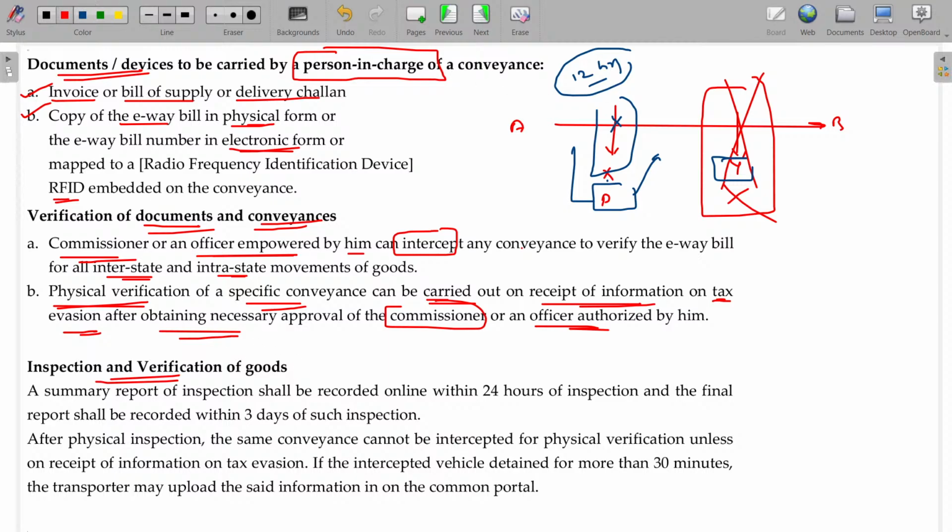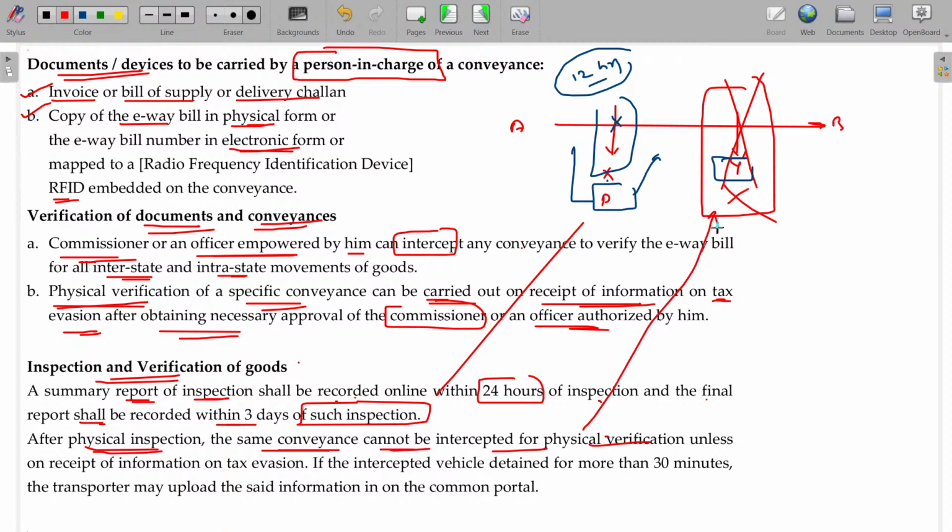So, inspection and verification of goods. A summary report of inspection shall be recorded online within 24 hours of inspection, and the final report shall be recorded within 30 days of such inspection by the officer. After physical inspection, the same conveyance cannot be intercepted for physical verification again. So, again it cannot be intercepted.